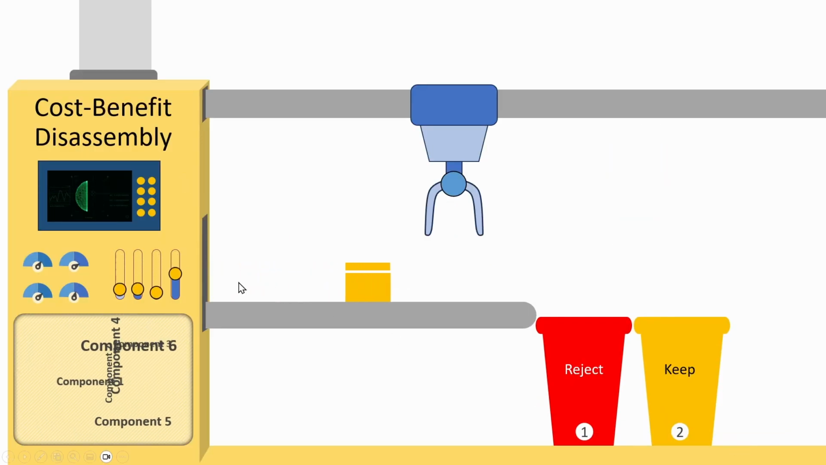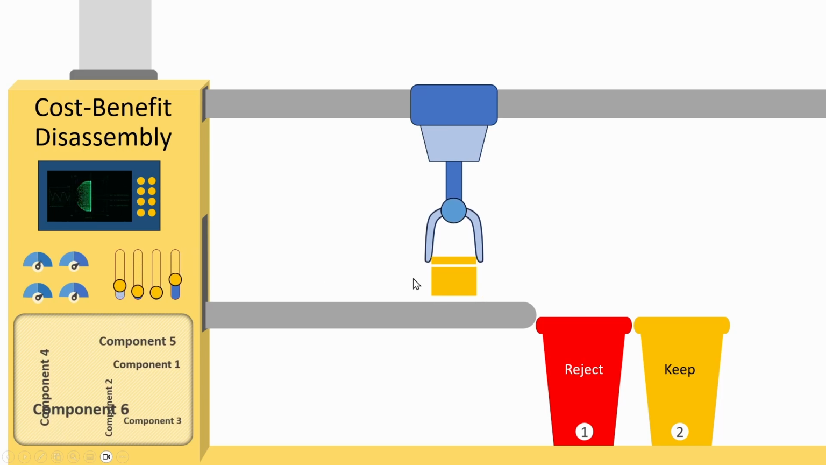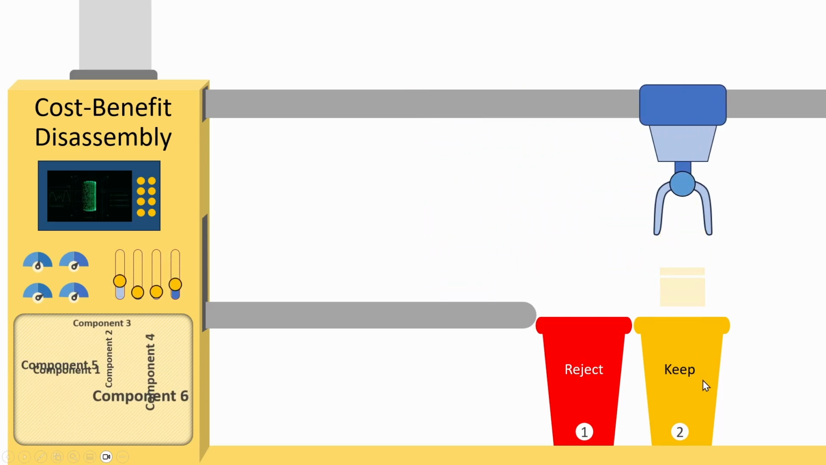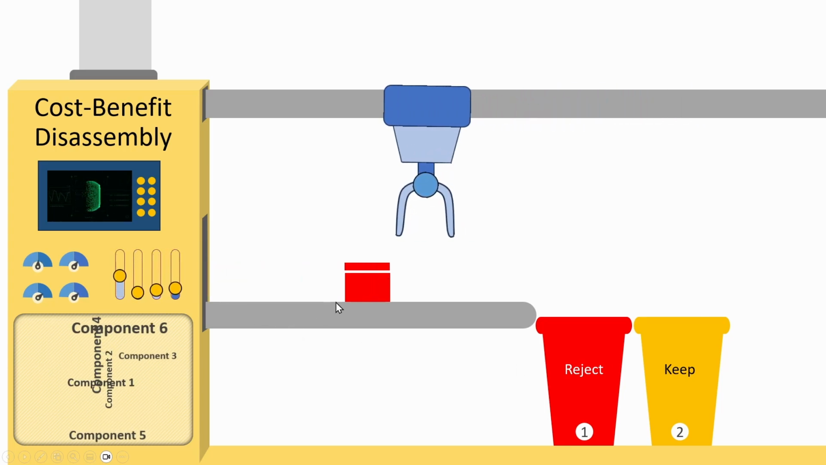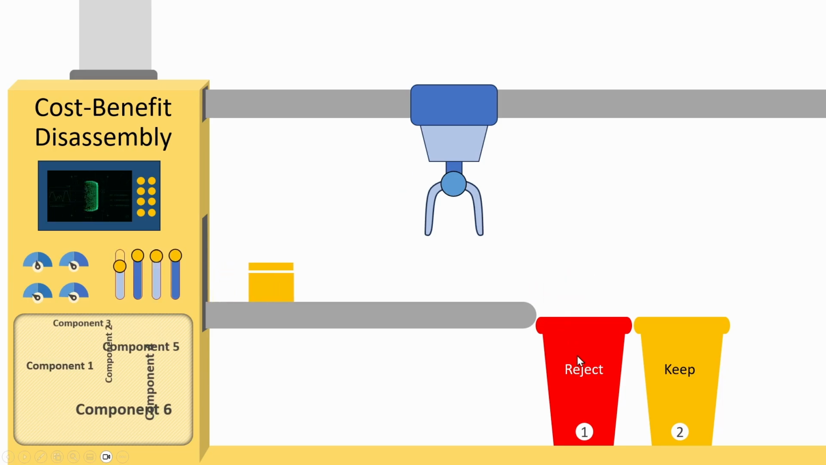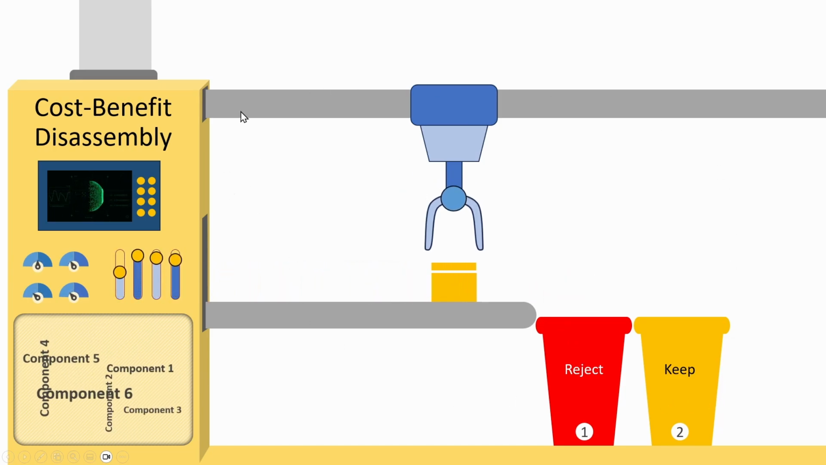Here you will notice this yellow box comes along the assembly line, gets picked up by this robotic arm, and gets dropped into this yellow basket or bin. Then comes the red box, it gets rejected. It proceeds into the reject bin. So this animation will keep looping.